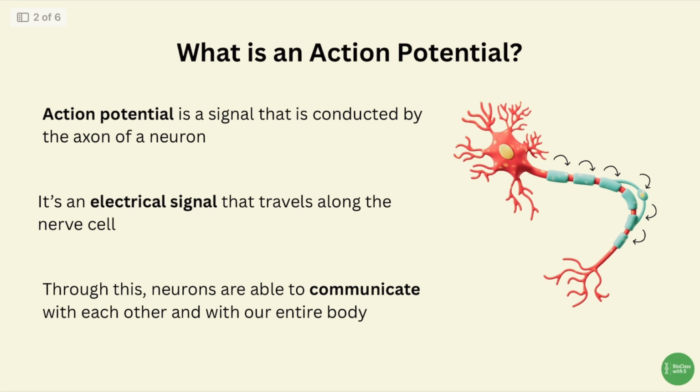So what is an action potential? An action potential is a signal that is conducted by the axon of a neuron. It's an electrical signal that travels along the nerve cell, as you can see in this diagram here. Through this, neurons are able to communicate with each other and with our entire body.